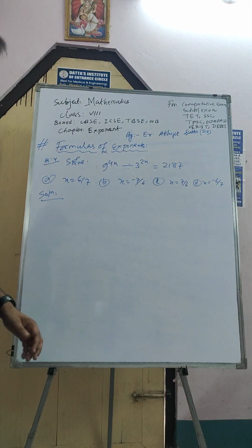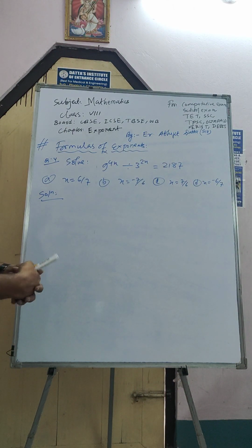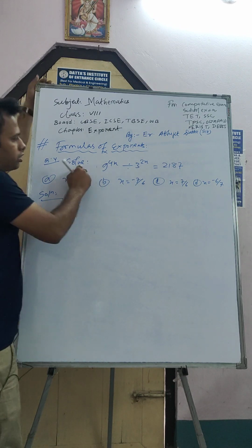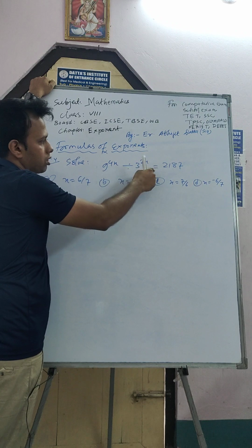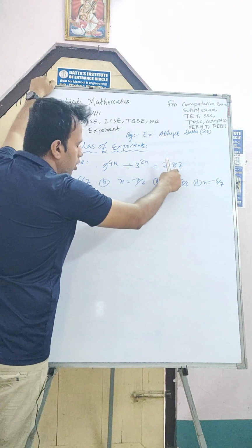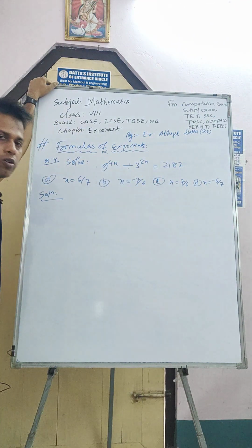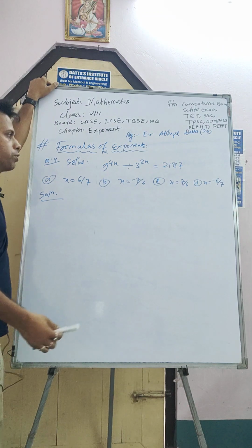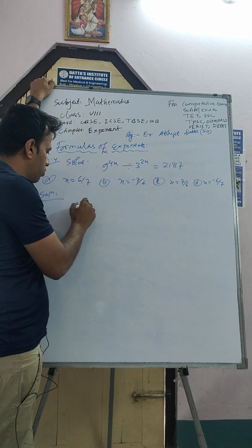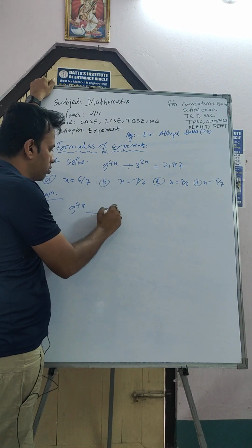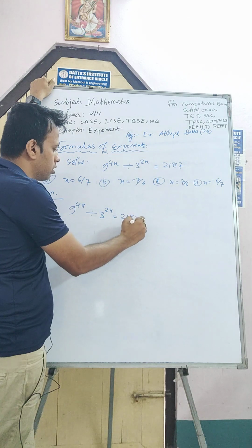So students, our next question, question number 4, is like that. We have to solve this one. That is, solve 9 to the power 4x divided by 3 to the power 2x equal to 2187. From that equation, we have to find out the value of x. That is, we have to solve this equation. So first I write the given equation, that is 9 to the power 4x divided by 3 to the power 2x is equal to 2187.